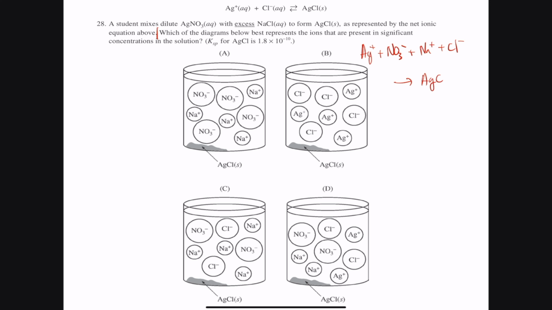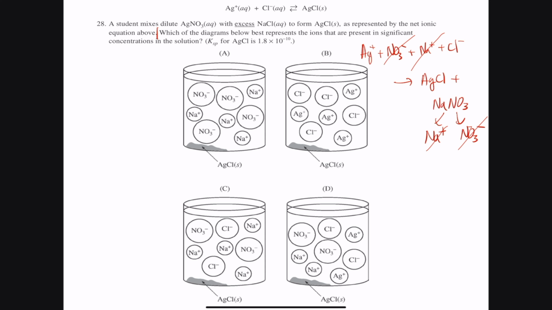We have AgCl, and then we have this sodium nitrate, which is super soluble. So this is going to immediately dissociate into Na+ and NO3-. Perhaps that's why they got rid of this, and that's how they have that net ionic equation, right? Reading off the spectator ions. So which of the diagrams below best represents the ions that are present in significant concentration?